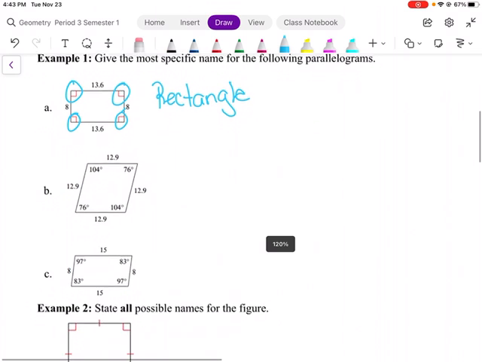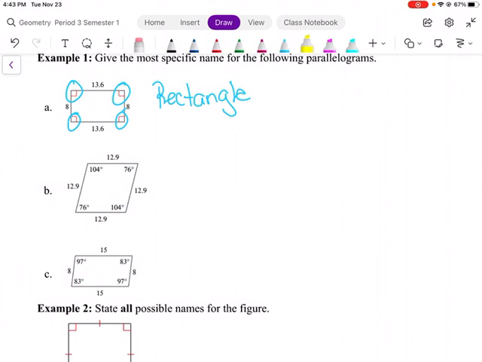If we look at example B, one thing you should notice is that all of the sides are the same length, so they are all congruent to each other. And that is true for a rhombus or a square. But if you notice, the angles are not right angles, so that is why the name for this one would be a rhombus.